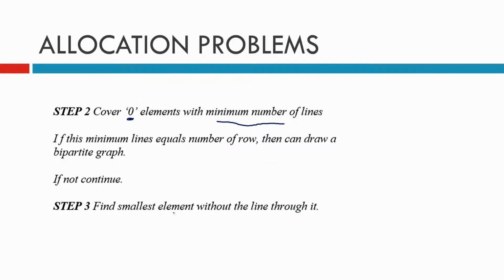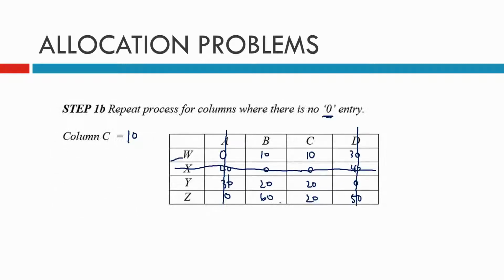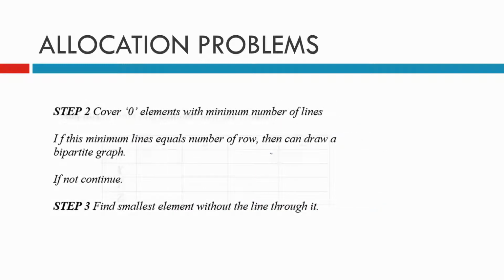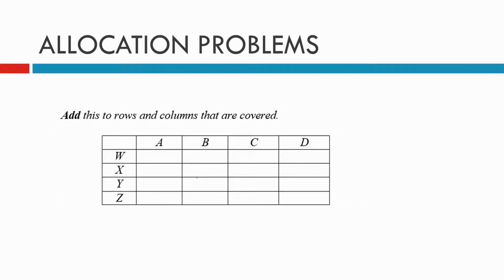So step 3 says find the smallest element without a line through it. If we go back, the smallest element without a line through it is 10. What we do is add this to the rows and columns that are covered. So we're going to do it here. We had covered all of A, so we add 10 for A.